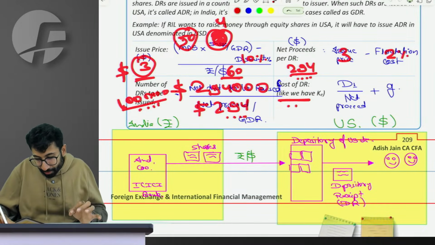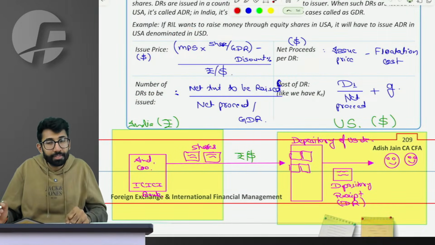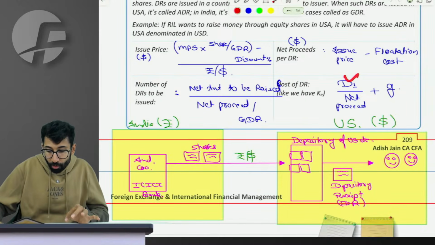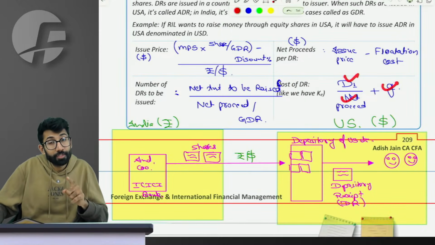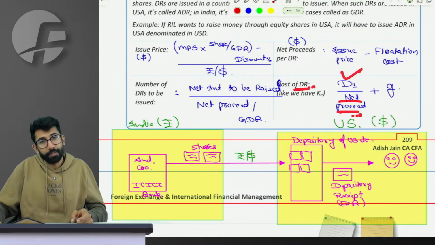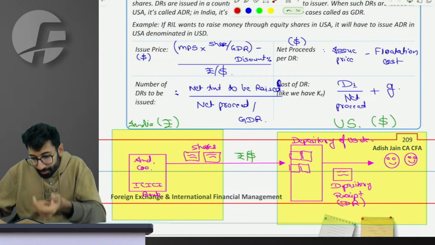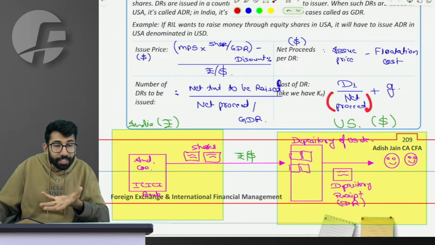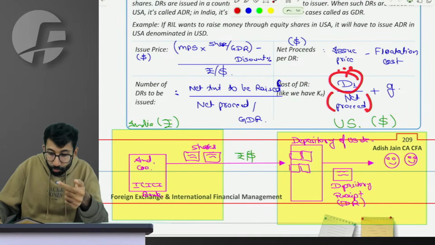One more thing, calculating the cost of depository receipt. Do you remember the cost of equity, Gordon's formula, D1 divided by P0 plus G? Very similarly, for the depository receipt, it is D1 divided by net proceed. The common sense is really simple.